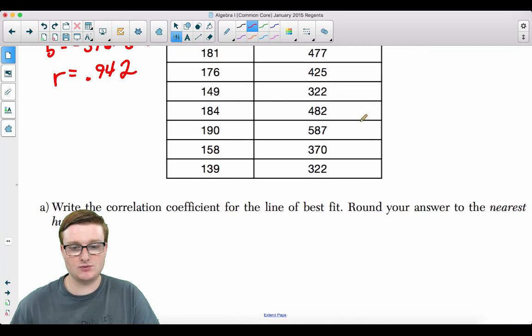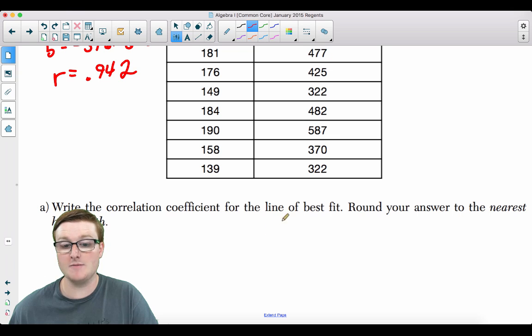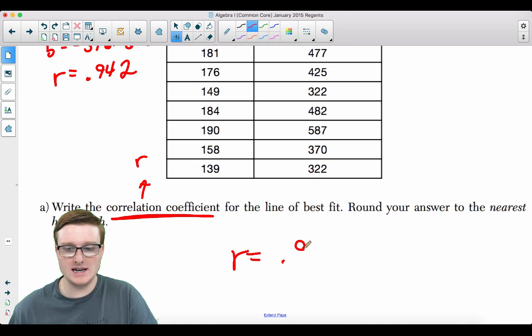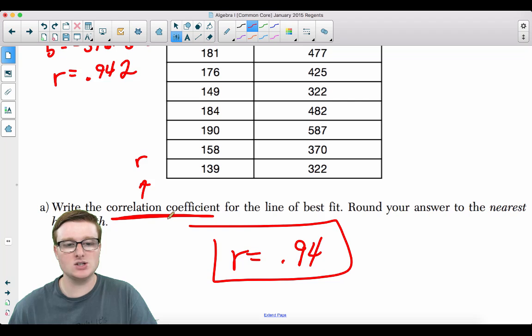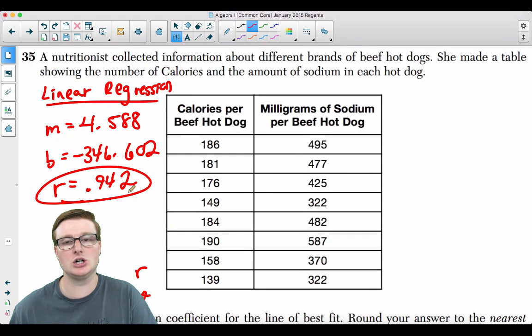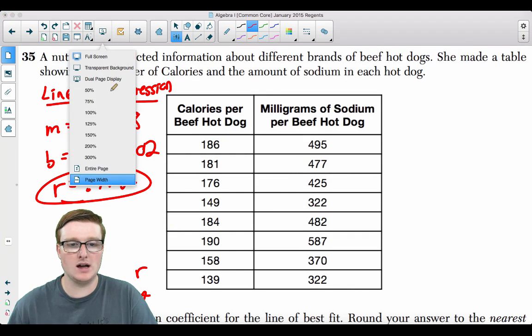Okay? Now it says write the correlation coefficient of the line of best fit. Round your answer to the nearest hundredth. So correlation coefficient, remember, is your R value. So that's going to be R is equal to 0.94 based off of the value that I have up here. So that's why it is going to be 0.94.